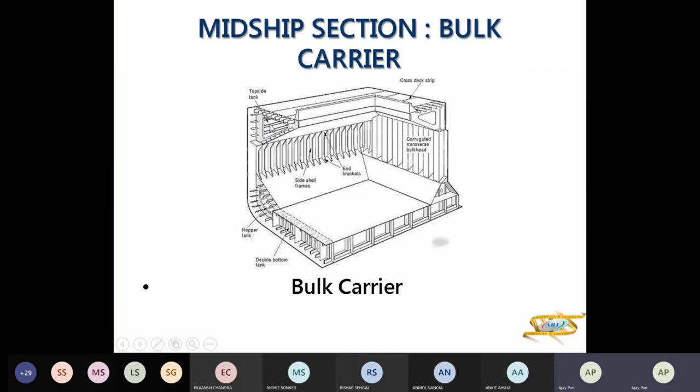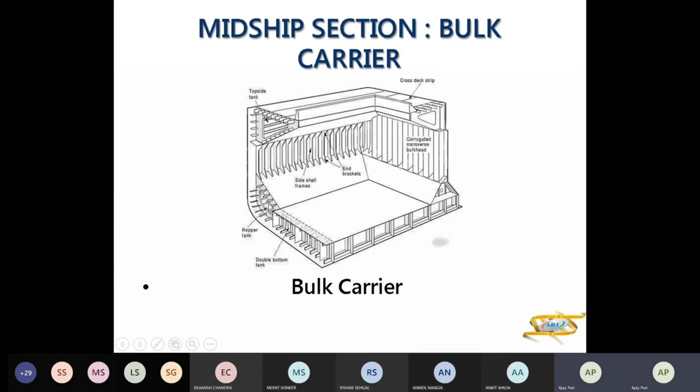The second reason for the hopper tank is that they provide trimming, because the plating of the hopper tank is self-trimming the cargo layers. Because your angle of repose is high, your cargo is going to project out of the hatch. So the hopper tank is going to press the cargo so that you can level it on its own without the gang.